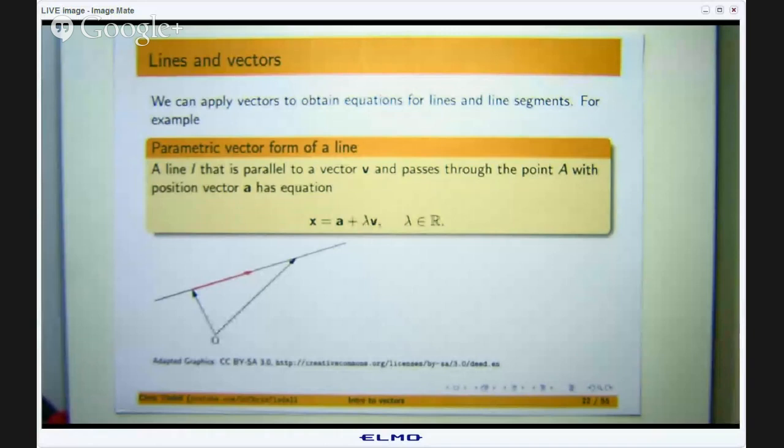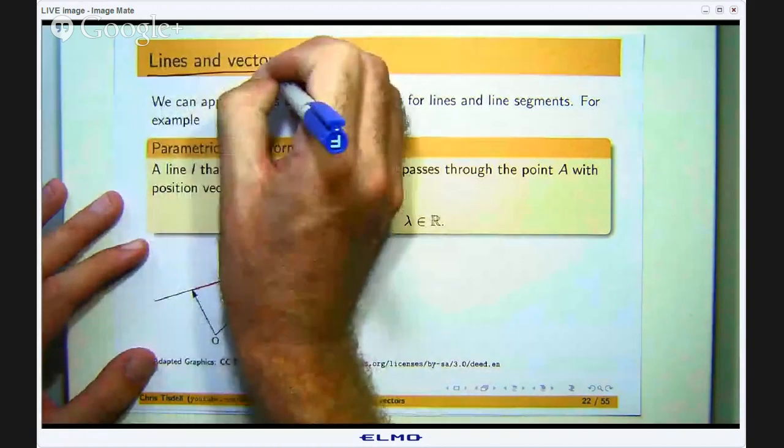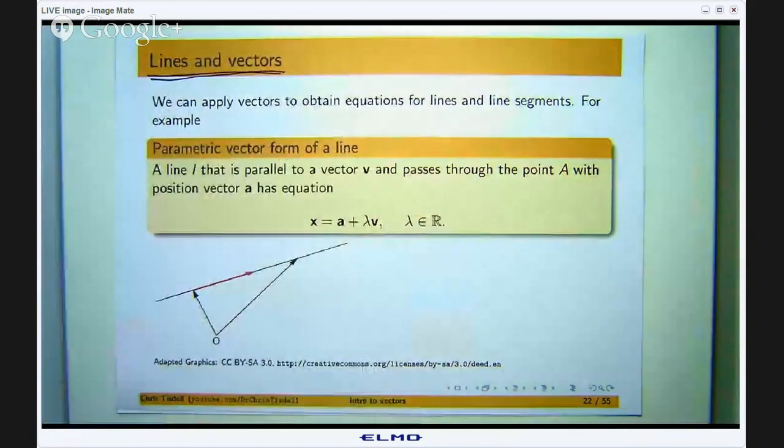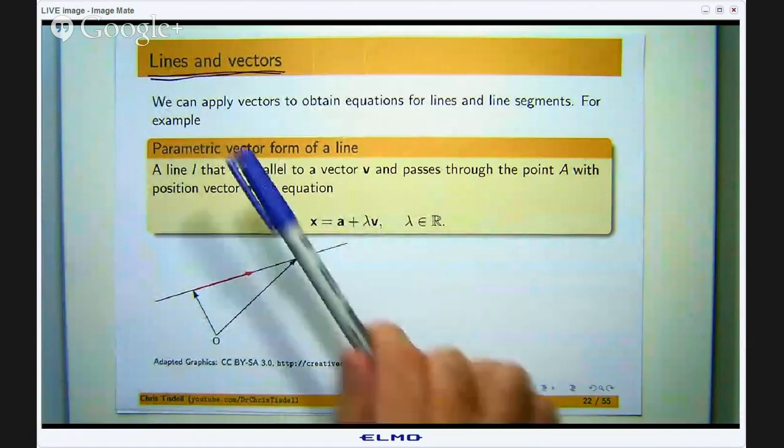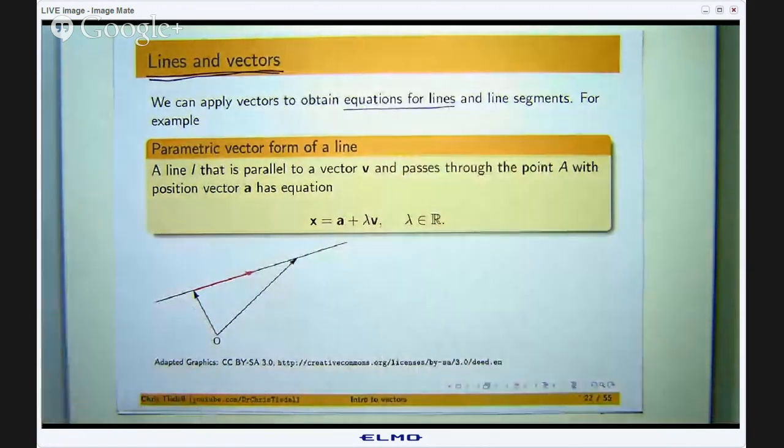So in previous videos we've been introducing what a vector is, how to add and subtract vectors, scalar multiplication, and a few geometric understandings associated with vectors. So now we're going to progress to, I guess, another level. We're going to talk about the relationship between lines and vectors. Okay, so we can apply vectors to obtain equations for lines and also for line segments.